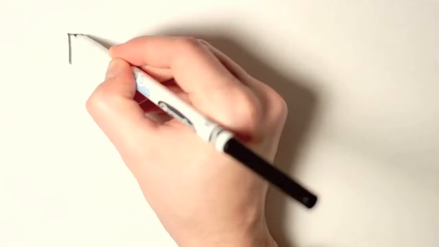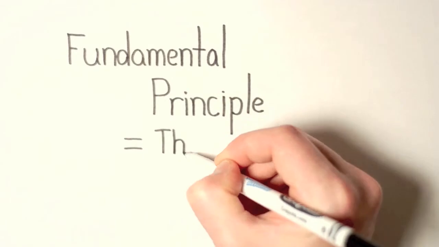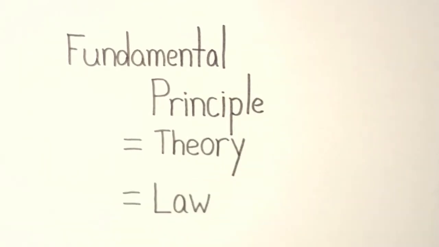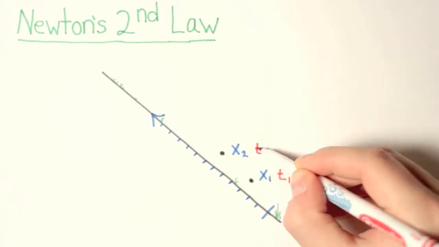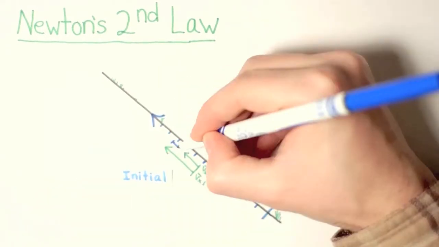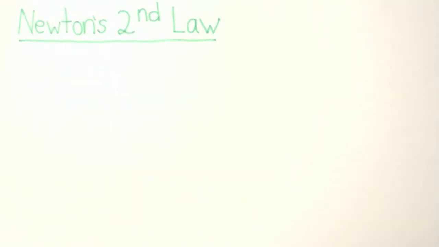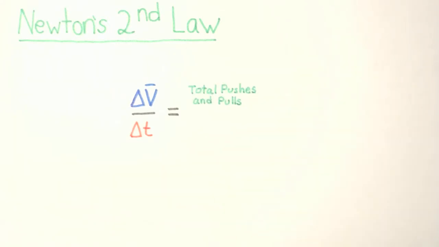Now we're all set to introduce the fundamental principle which will allow us to understand and predict translational motion in a wide variety of cases. That principle is Newton's second law, which says that if we watch our object and measure the change in the velocity during some change in time, then the ratio of the change in velocity to the change in time is equal to the total pushes and pulls on our object divided by the mass of the object.